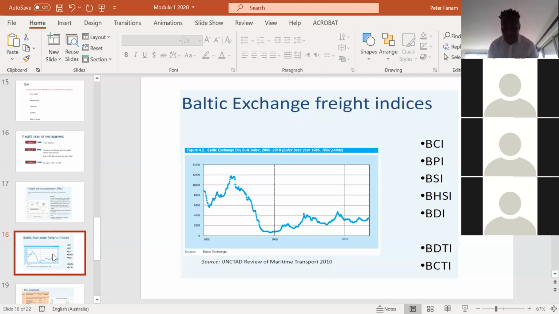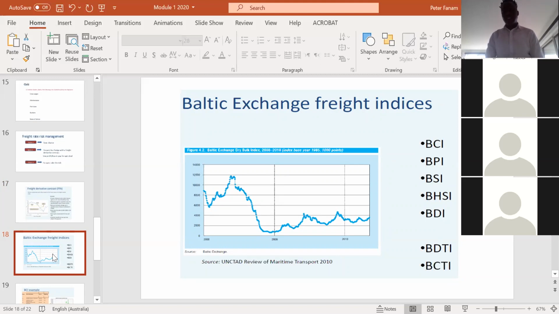Now, with derivative contracts, before a charterer and a ship owner engage in a derivative contract, there are three main components or three main key issues that you have to take into consideration. The first one that both parties will take into consideration is the reliability of the freight index. So that's how the freight index comes in here. Both parties will not sign the contract if there is no freight index.